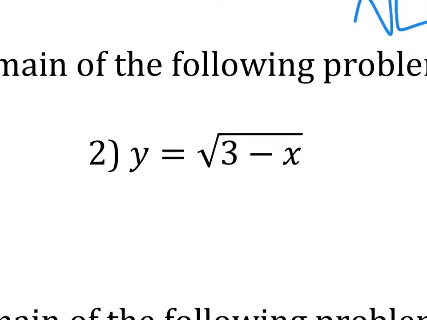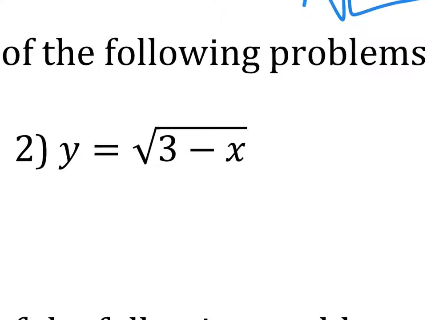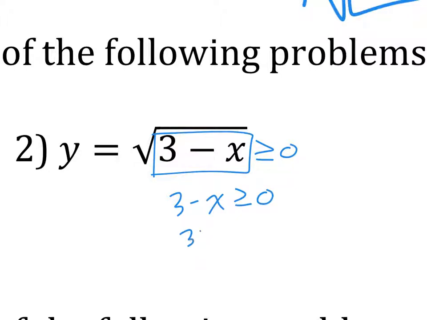Okay, number 2. What is the domain, or what are the possible x values? Make this part greater than or equal to 0. So 3 minus x is greater than or equal to 0. Just solve, so 3 is greater than or equal to x, right? And then I usually write x first, so I'm going to switch the order. X is less than or equal to 3. Any number bigger than 3 is going to make it negative.